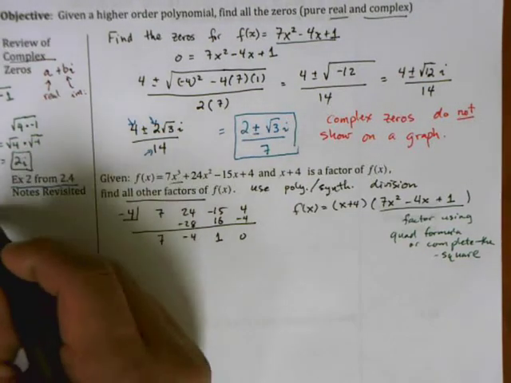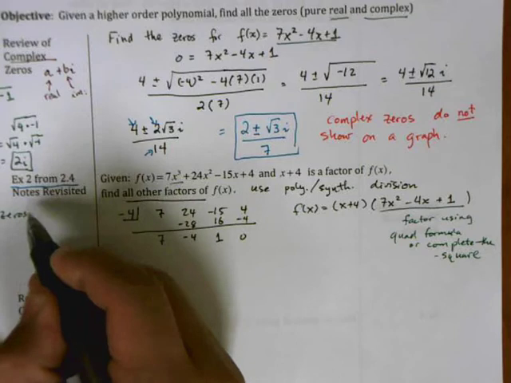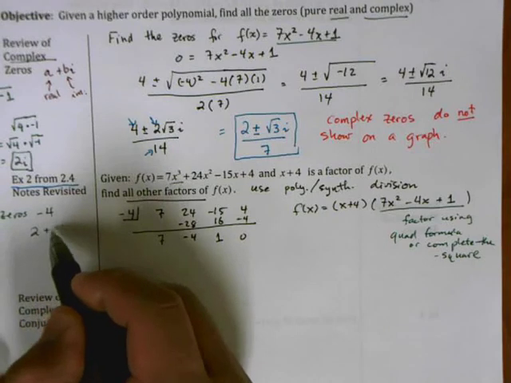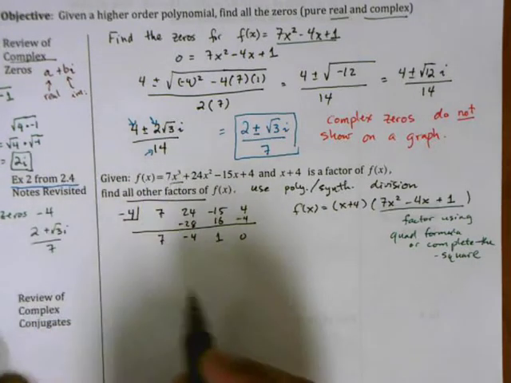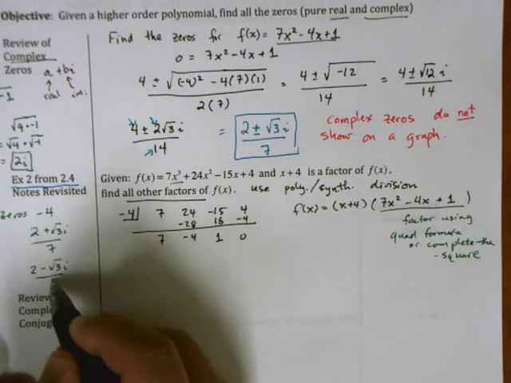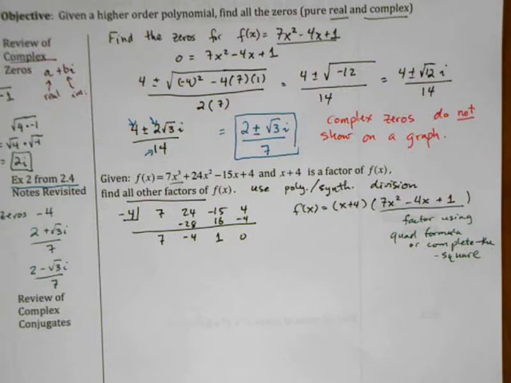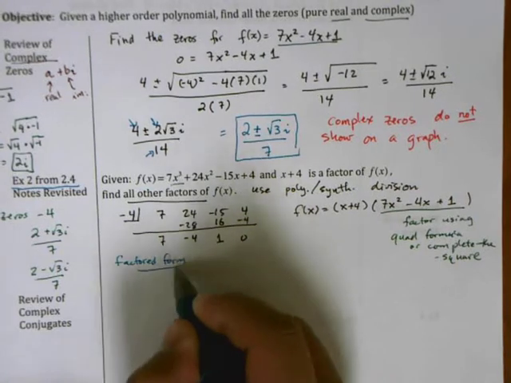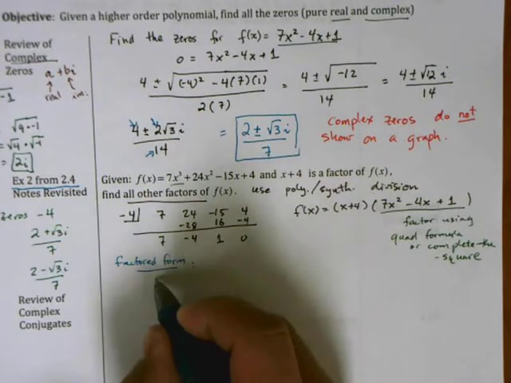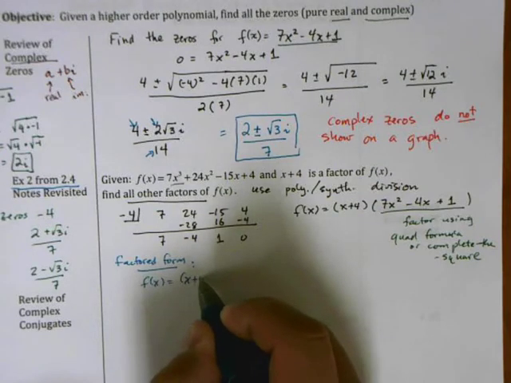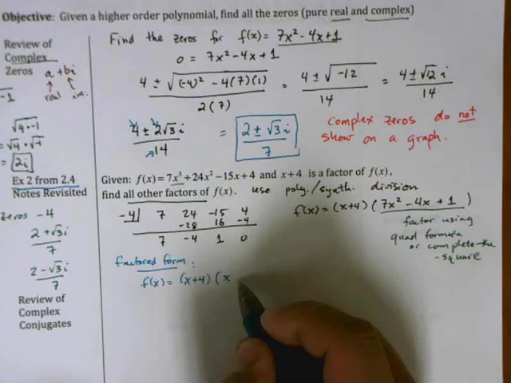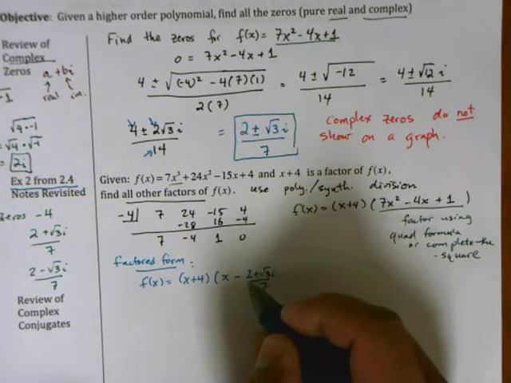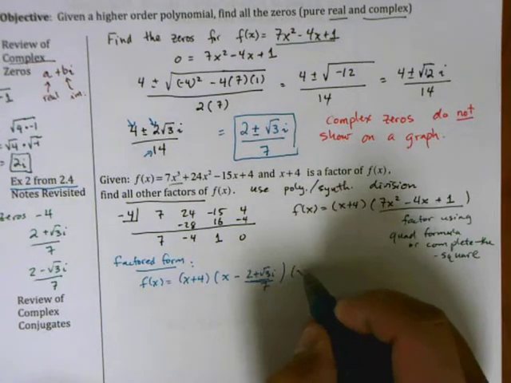So we know this function has 3 zeros. Negative 4, because x plus 4 is a factor, 2 plus square root of 3i over 7, and 2 minus square root of 3i over 7. So we can write this in factored form this way. And it's not going to be pretty, but it'll work. So f of x equals x plus 4 times x minus this term times x minus this term.